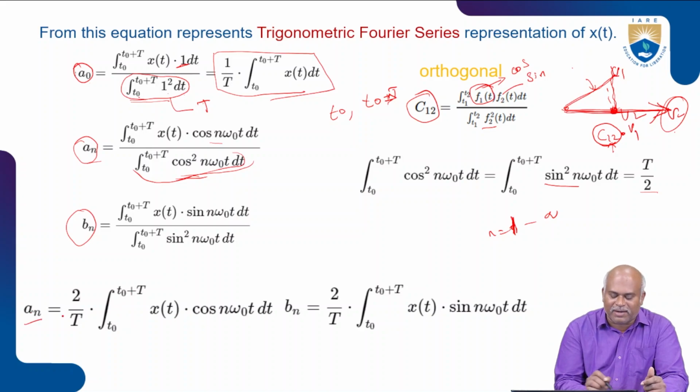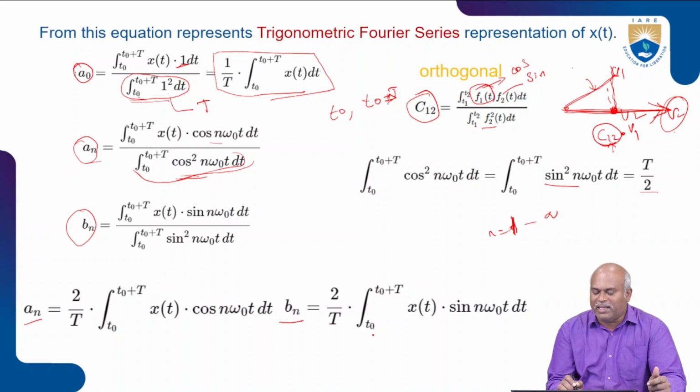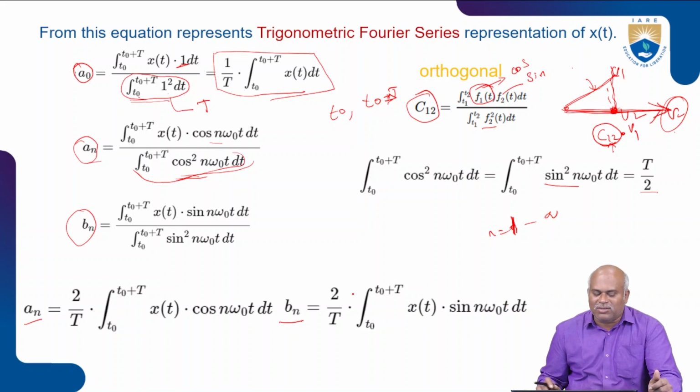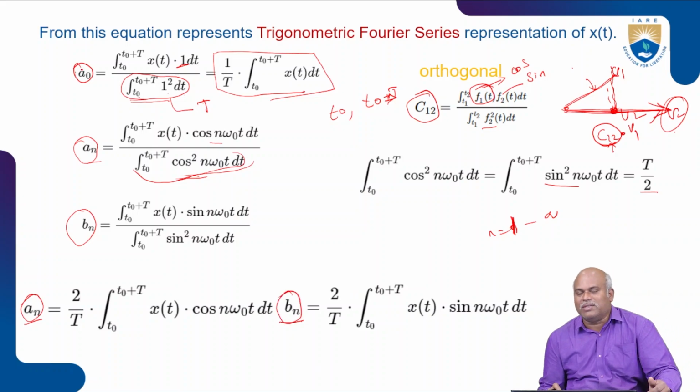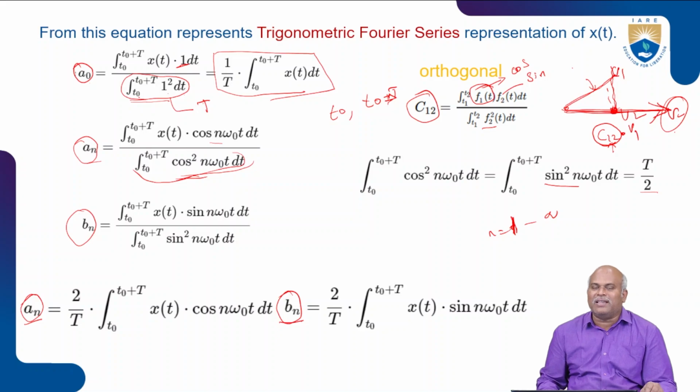This is a of n. b of n is equal to 2 by T integration of t0 to t0 plus T of x of t sin n omega 0 t dt. So we got the coefficients of the Fourier series, b of n, a of n as well as a0, as this case is considered with the orthogonal condition.